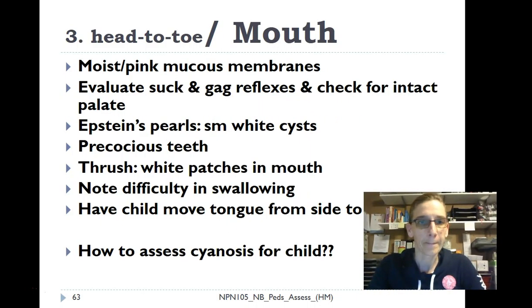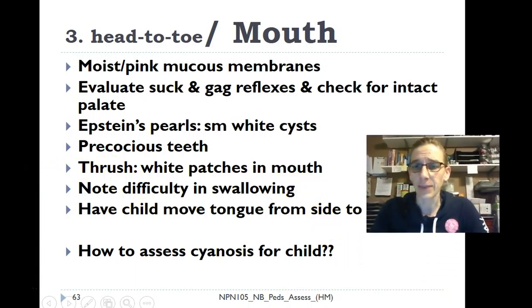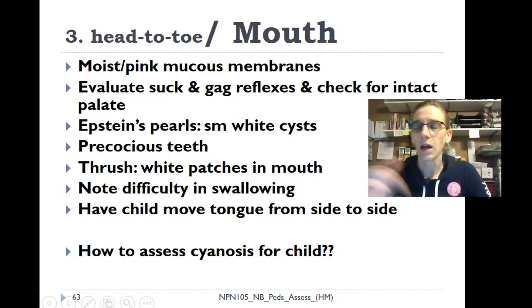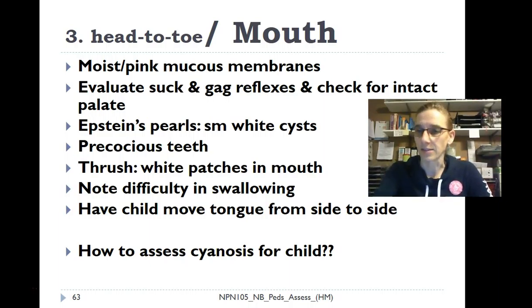Okay. The mouth is moist and pink. You need to evaluate the suck and gag reflexes and check for an intact palate. So usually you just put a gloved finger in the baby's mouth. You go all the way back to the soft palate, and they will often gag. So now I've checked the soft palate. I've checked gag reflex. I come back to the hard palate. I've checked the hard palate to make sure it's intact.